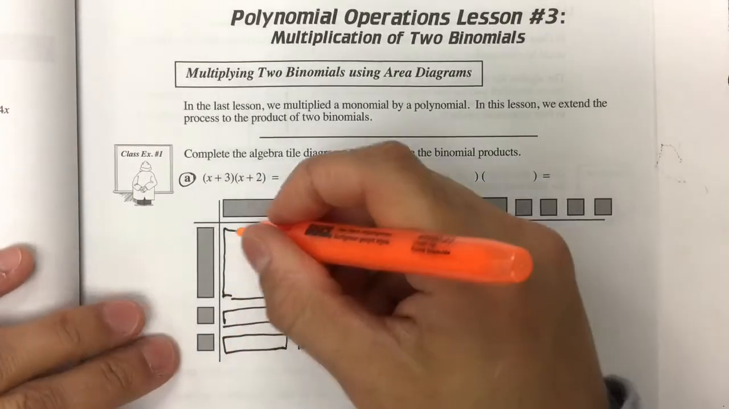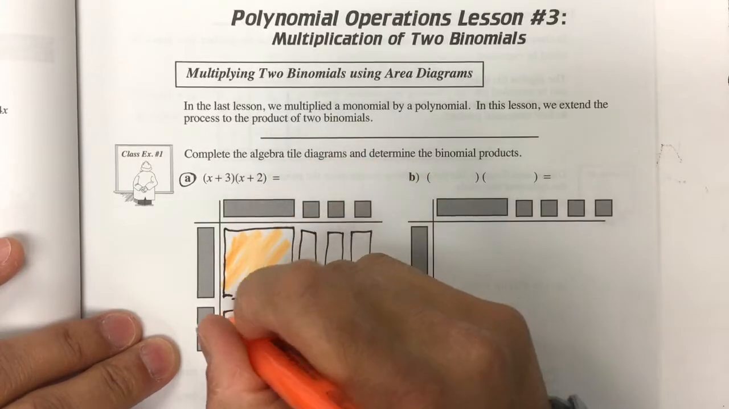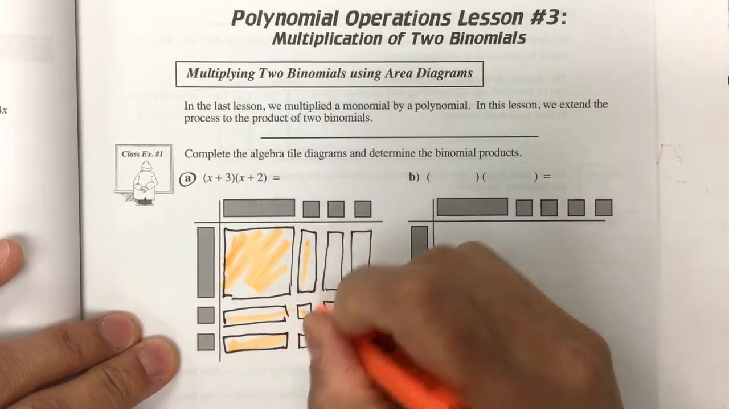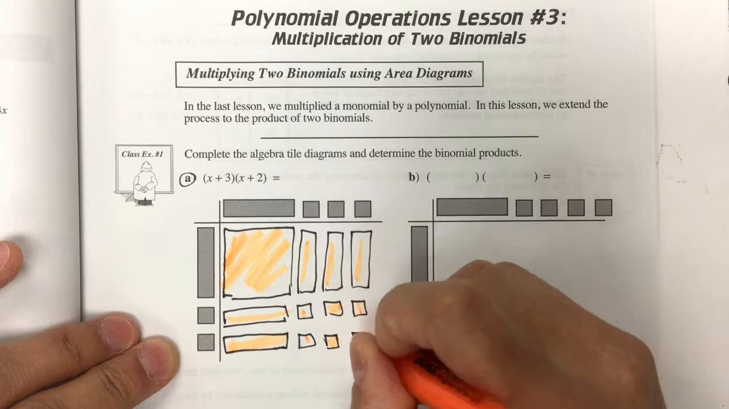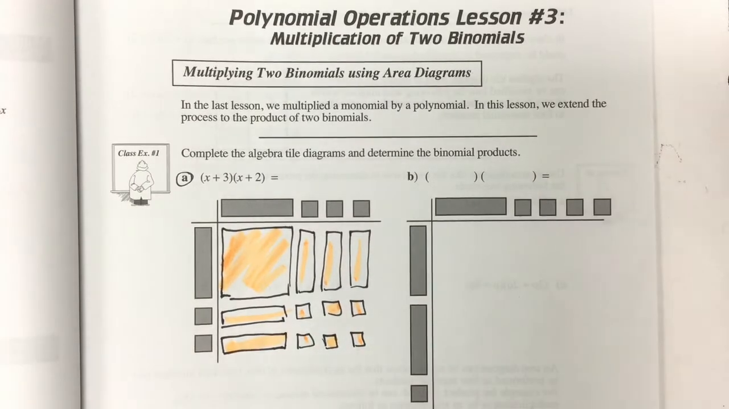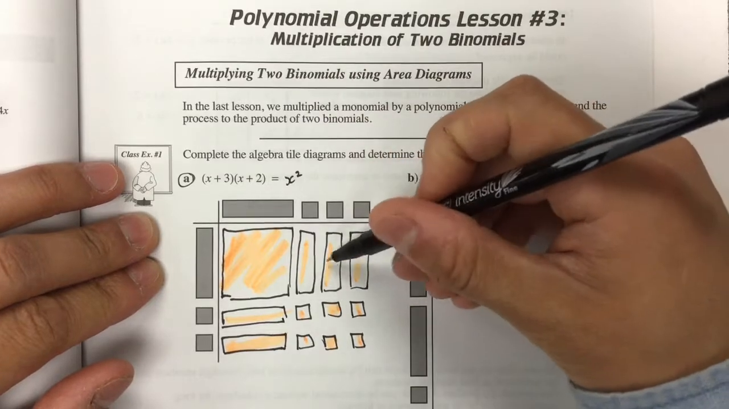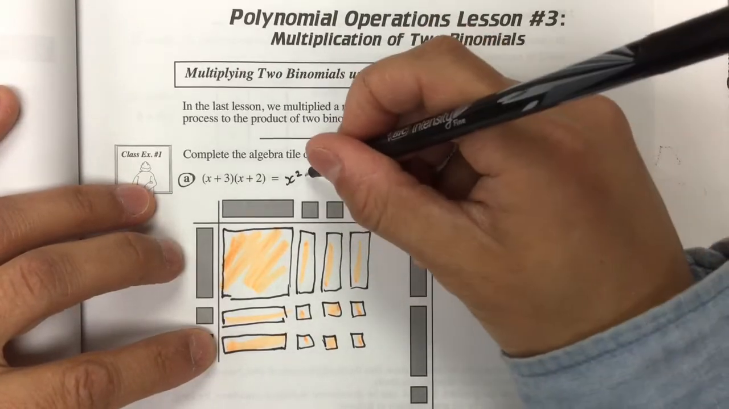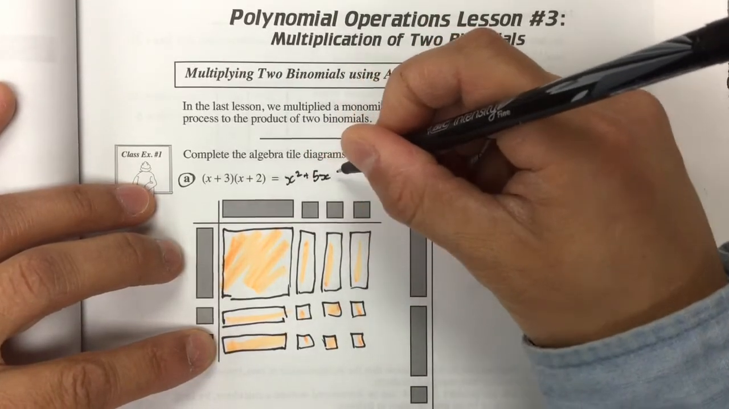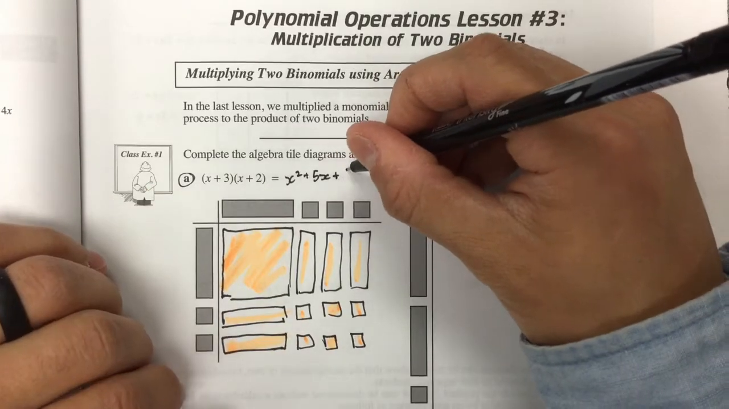And remember, these are all positive, so we should shade these in. This orange means they're positive. Now what we're left with here is 1x squared, so x squared. And then we have 1, 2, 3, 4, 5 plus 5x. And then we have 6 1's plus 6.